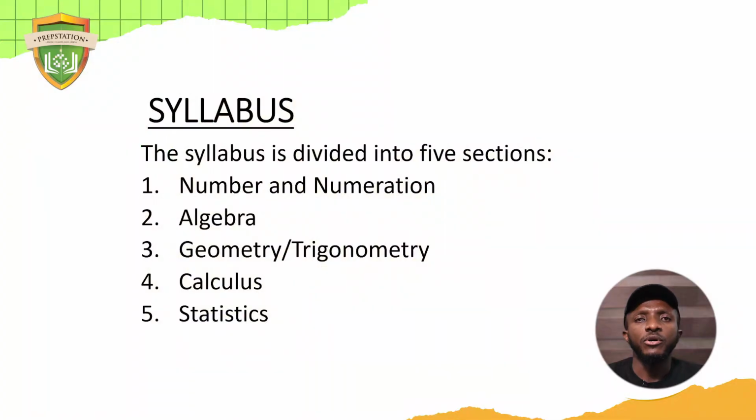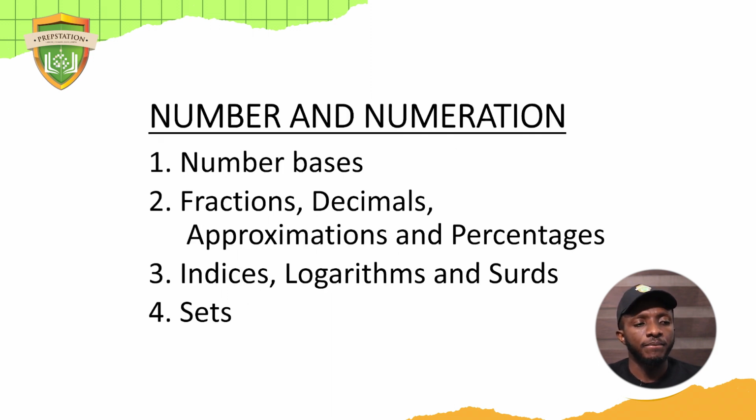As we begin, let's quickly take a look at the syllabus. Now, the syllabus is divided into 5 sections. We have number and numeration, algebra, geometry and trigonometry, calculus, and last of all, statistics. We have the following topics under number and numeration. We have number bases, fractions, decimals, approximations, and percentages. We have indices, logarithms, and surds.